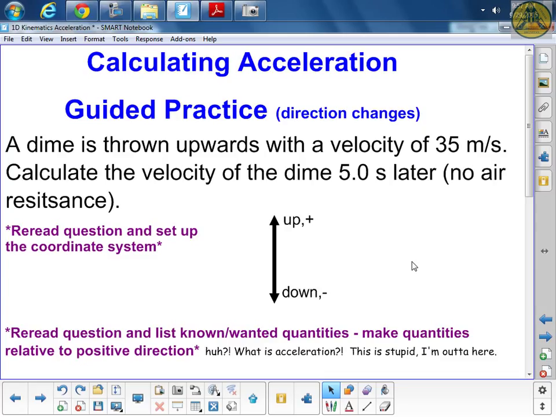So what are we looking for to begin with? Which one, initial or final? We're looking for final velocity. Okay, so before we even get to that, reread the question, set up a coordinate system. So this object's going straight up or down, so positive is the up direction and negative is the down direction.